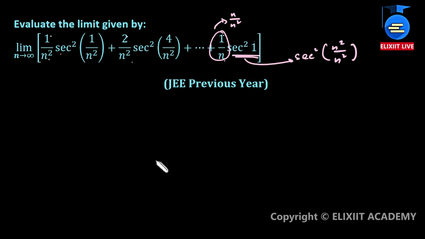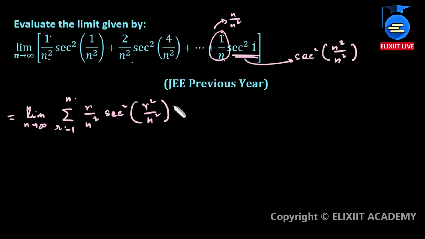We can now solve this and bring this into the format of sigma. This is limit n tends to infinity, summation r is equals to, r starts from where to where? R starts from 1 to n. We have 1 by n square, 2 by n square, so we can write this to be r by n square, and this is sec square r square by n square. You put r is equals to 1, so we have 1 by n square. First term will be 1 by n square, sec square 1 by n square.